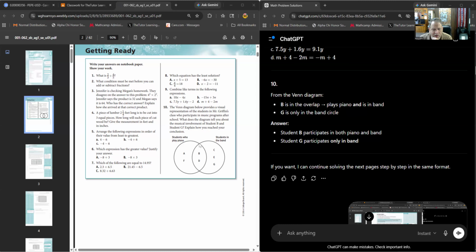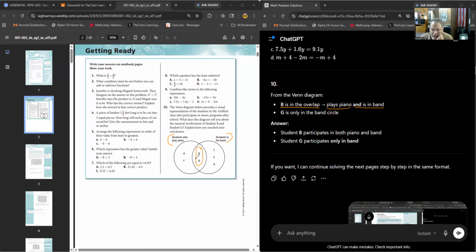All right, so here we have students who play the piano. Let me get my pencil out. Students who play the piano and students who are in the band. And let's see, we're looking at B and G. B is in the overlap. So this student plays the piano and is in the band. All right, does everybody see that? Plays the piano and in the band.